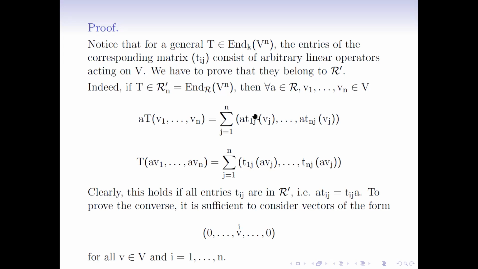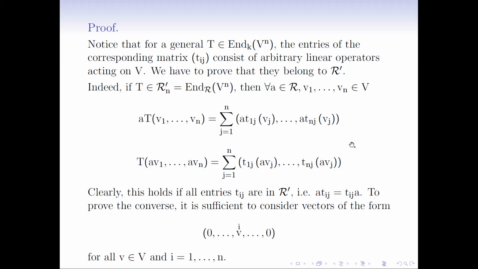But as I said, the matrix Tij consists of elements of arbitrary linear operators in V. We have to prove that these entries belong to R prime, so they are commuting with R. T applied to AV1 and so on AVn is just the same, but instead of Vj, we put AVj. So of course, if all entries Tij are commuting with A, the right-hand side of the upper line coincides with the right-hand side of the bottom one. So if A Tij equals Tij A, in one direction it's easy to see that this is true.